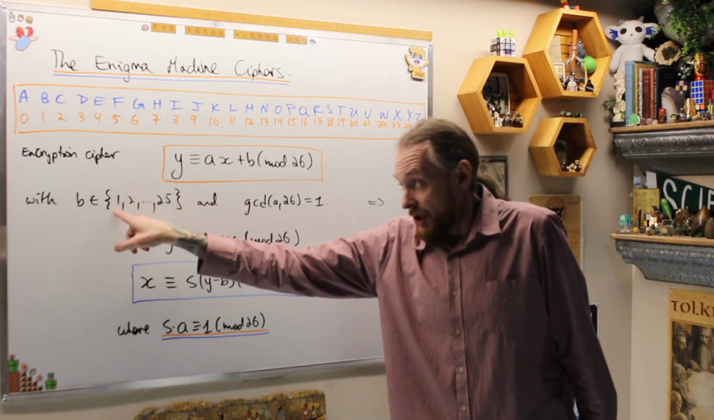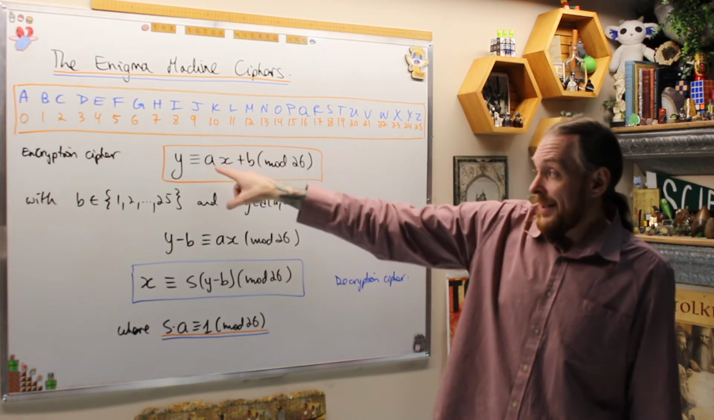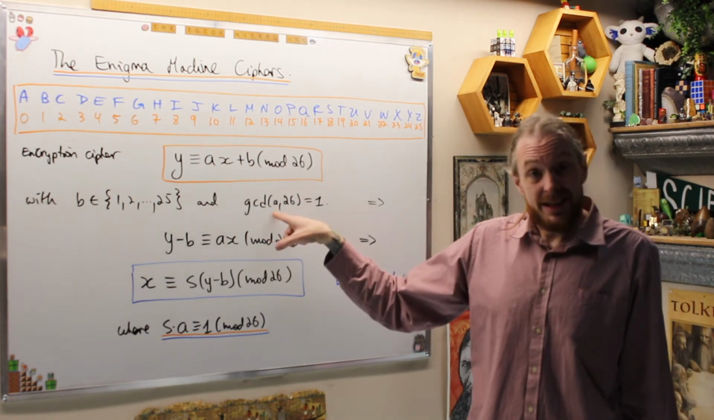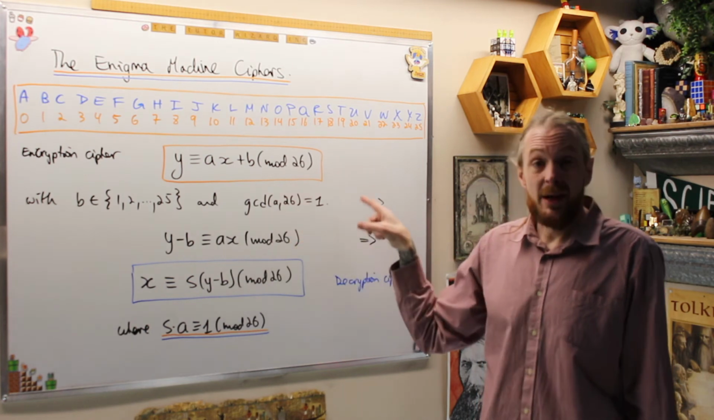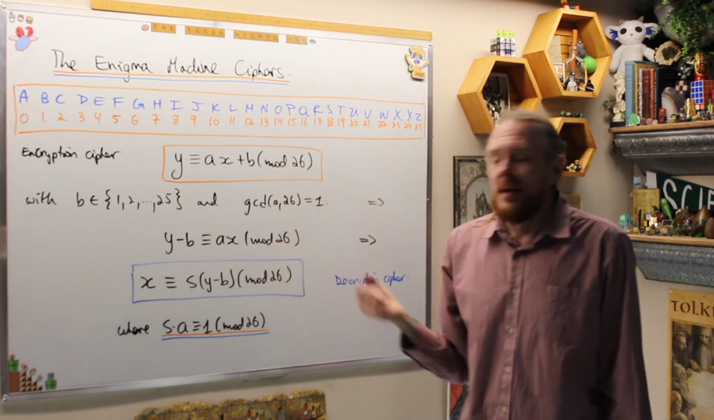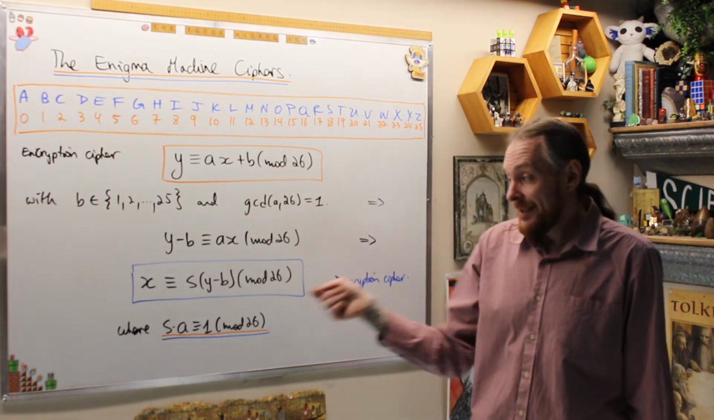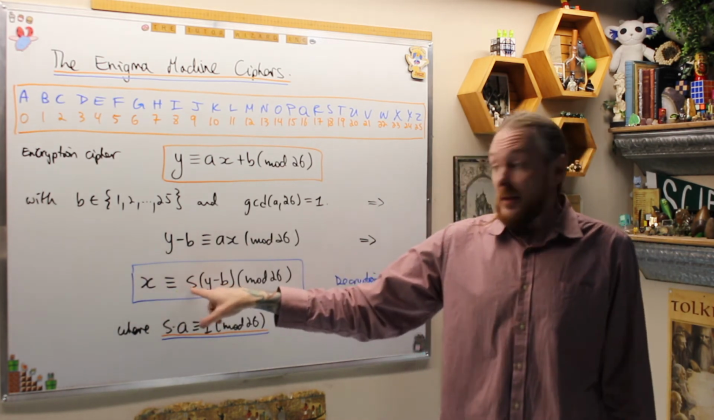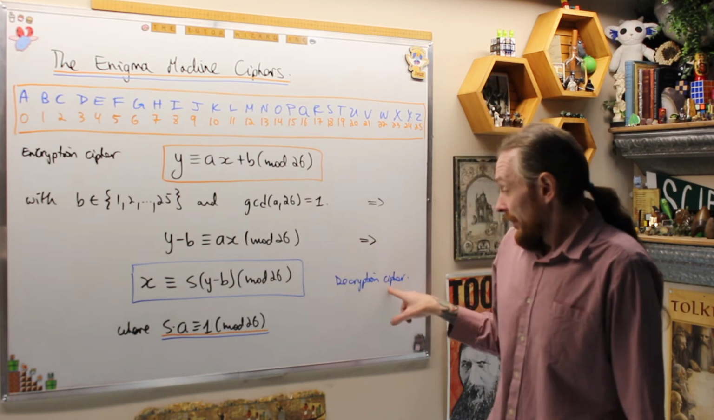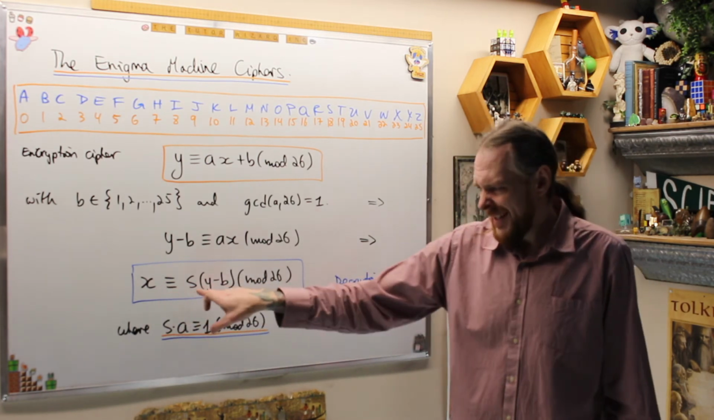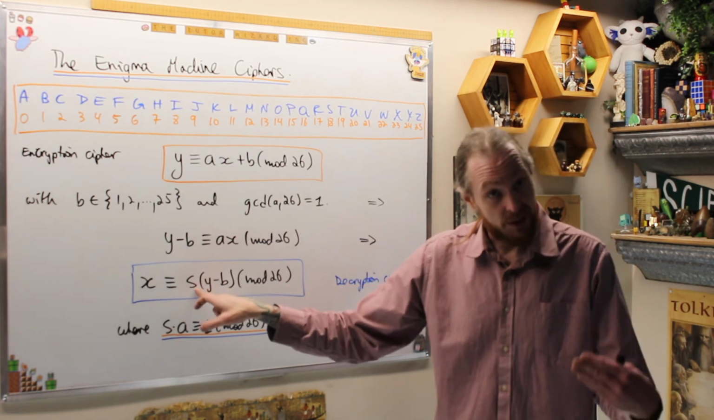B is going to be any shift from 1 to 25, and the key to A to be able to find the decryption cipher is that we need the GCD of A and 26 to be 1, and therefore A will have what we call an inverse modulo 26, and we can solve for the decryption cipher, and this is the decryption cipher in and of itself. I'll show you how to get this S. This is going to be the Euclidean algorithm.